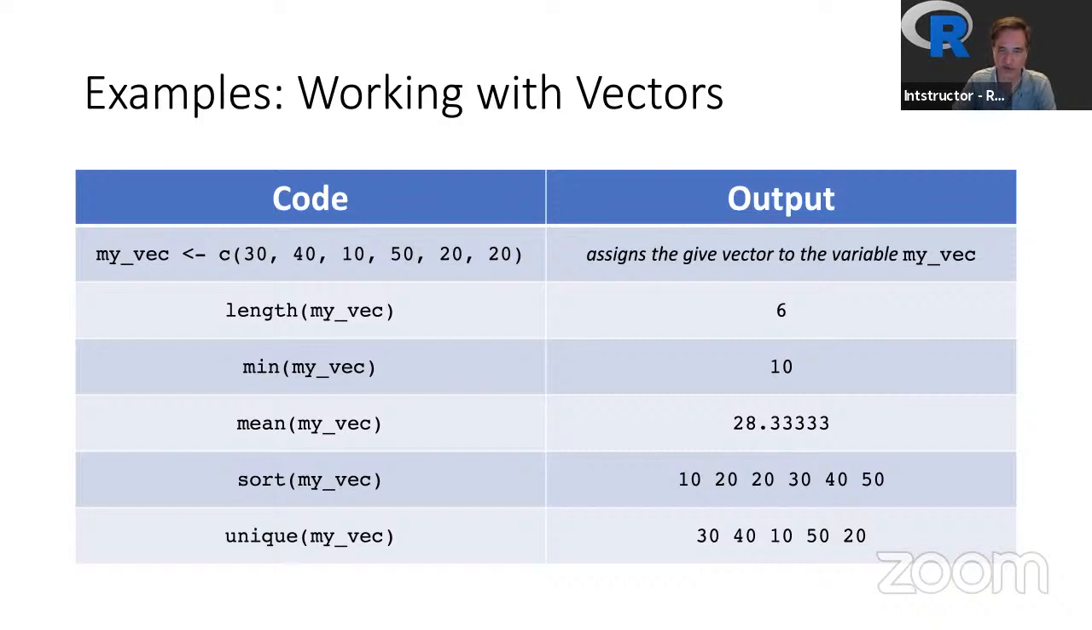And so, for example, if we look down here at using the unique function on this vector, it's only going to return the unique values that are present here. So it gets rid of the duplicate 20 because only the unique values are going to show up.